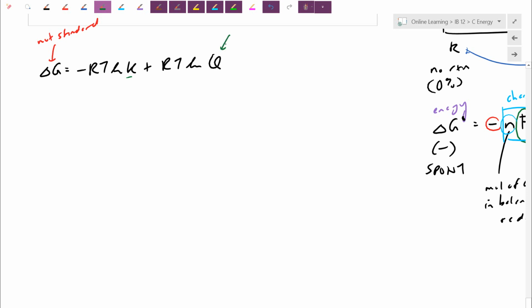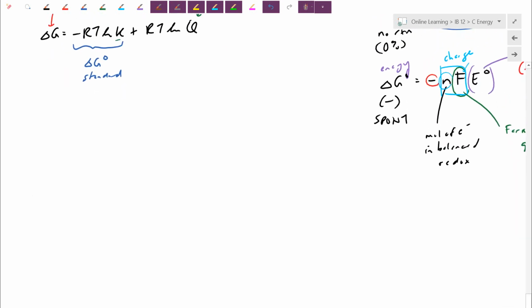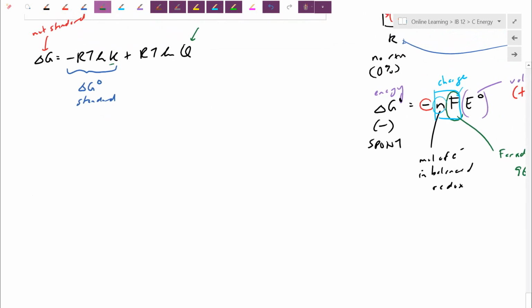What's my ratio at this point? The negative RT ln K, if it actually is the equilibrium constant, is at standard conditions. So that's going to be the standard free energy change, and the left side is non-standard. Now we punch in the last equation. If delta G is also worded as negative nFE, then negative nFE non-standard is equal to the standard position, negative nFE naught, plus RT ln Q.